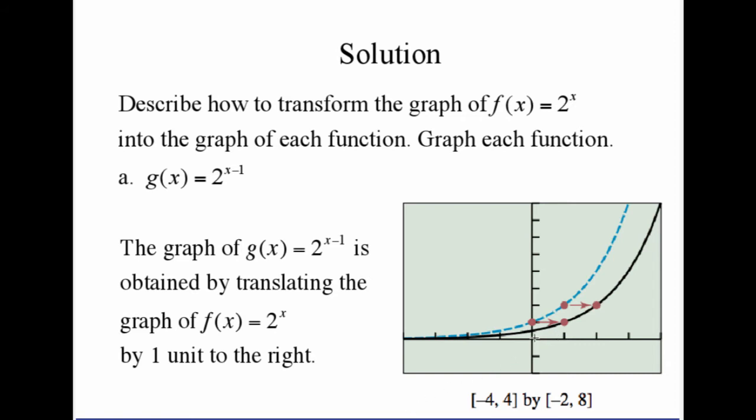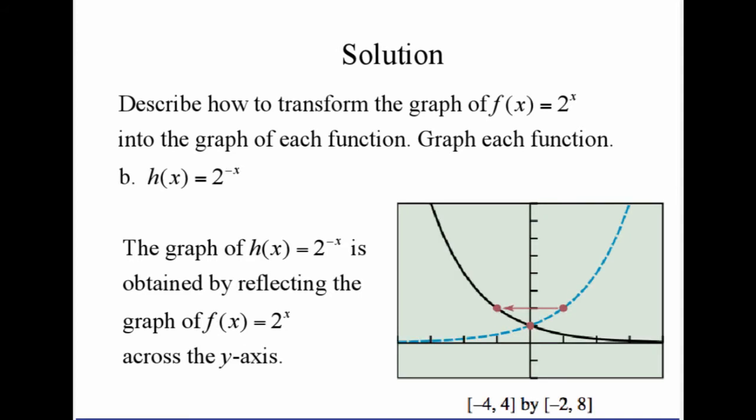translation. So here you can see the dashed curve is 2 to the x, and then the solid black curve is 2 to the x minus 1. You can see they give you two reference points here that are both translated 1 unit to the right. On B, again, the dashed curve is 2 to the x power.